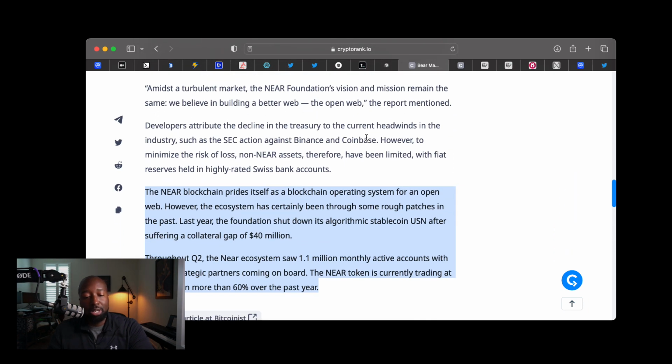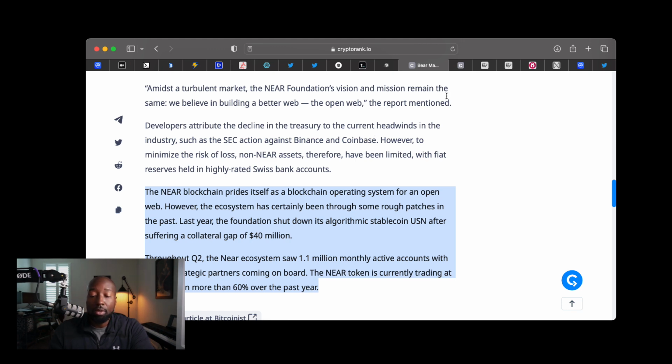The Near blockchain prides itself as a blockchain operating system for an open web. However, the ecosystem has certainly been through some rough patches in the past. Last year, the foundation shut down its algorithmic stablecoin, USN, after suffering a collateral gap of $40 million. Throughout Q2, the Near ecosystem saw 1.1 million active accounts, with 42 new strategic partners coming on board. The Near token is currently trading at, we just saw, 1.49, down more than 60% over the past year.